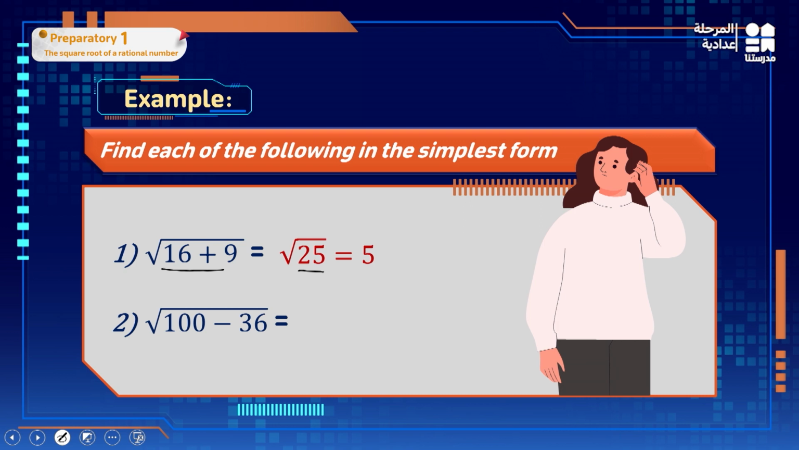Second one, we have subtraction. The square root of 100 minus 36. So we have to subtract first. 100 minus 36 equals 64 under the square root, then the square root of 64 equals 8.